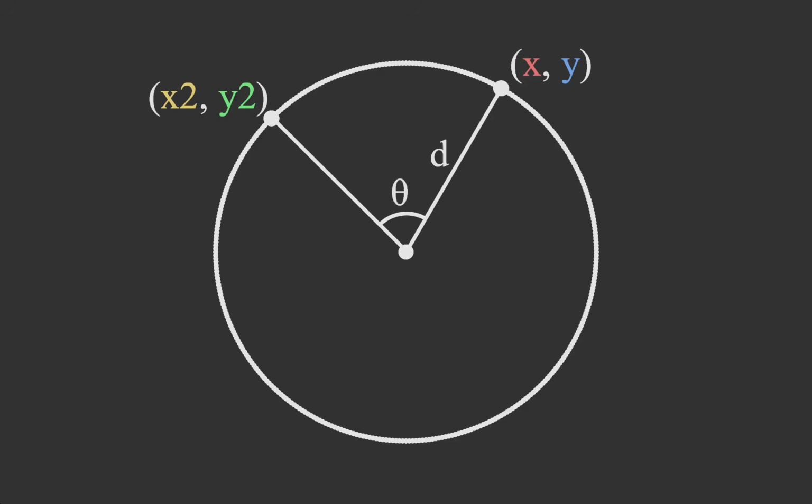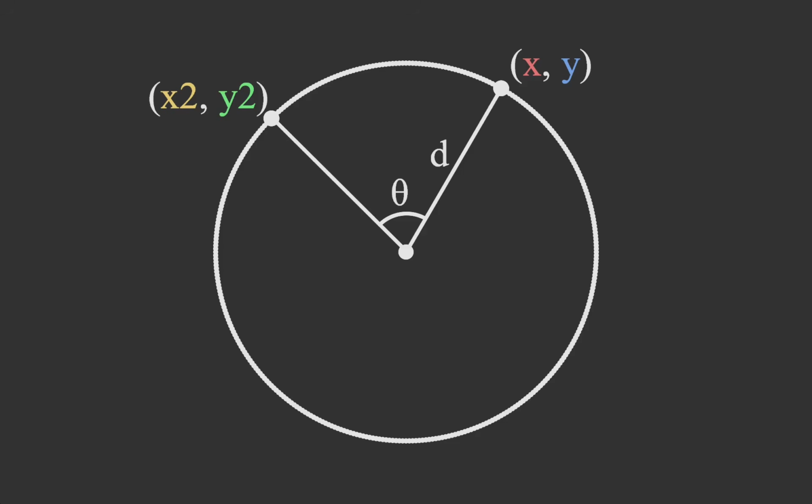Let's start by figuring out how to rotate a single point left by a certain angle. We know the point's position. Let's call that x, y. We don't know the distance between our point and the camera, although we can find it if we need to, so let's for now just call that d. Then we'll call the angle we want to rotate by theta. We'll call the position after rotation x2, y2. That is what we want to find.